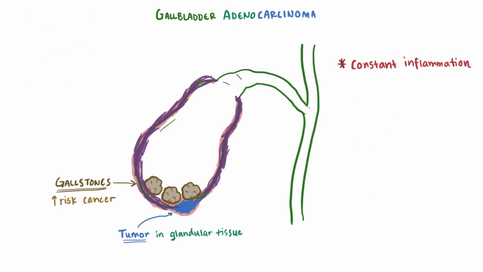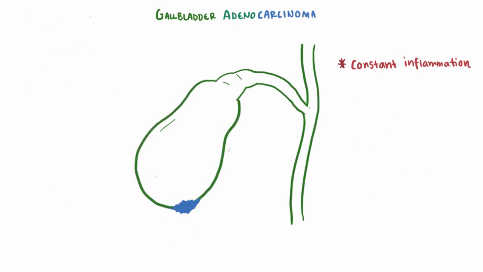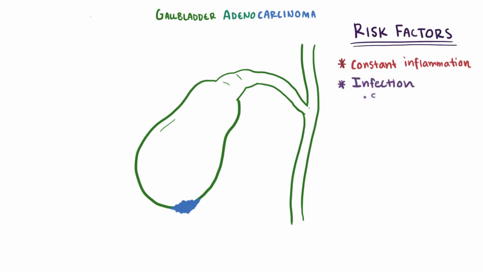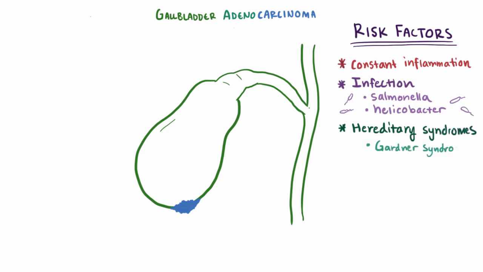Although chronic inflammation is one of the biggest links to gallbladder cancer, it's not the only link. Chronic infection, particularly associated with Salmonella and Helicobacter, seems to raise the risk of developing gallbladder cancer. Also, hereditary syndromes like Gardner syndrome and neurofibromatosis have been associated with increased likelihood of developing gallbladder cancer.